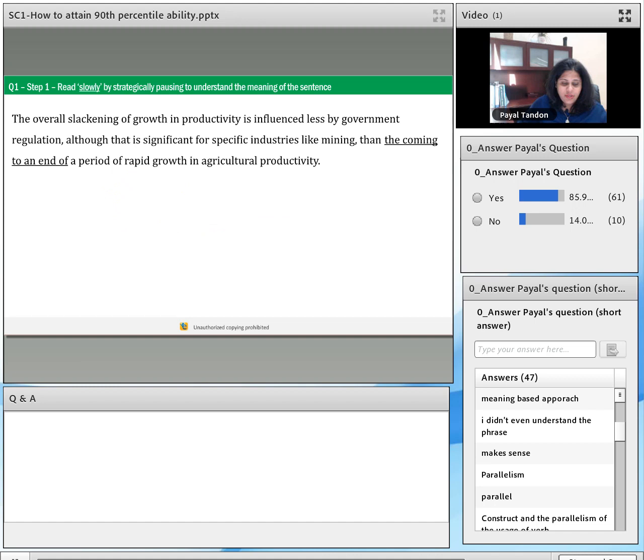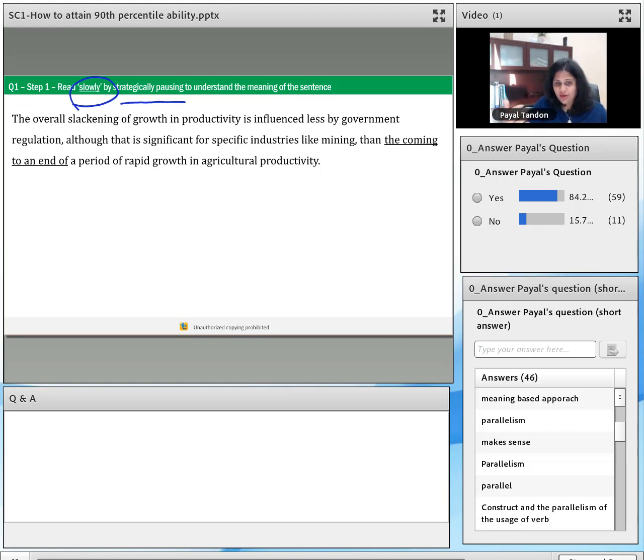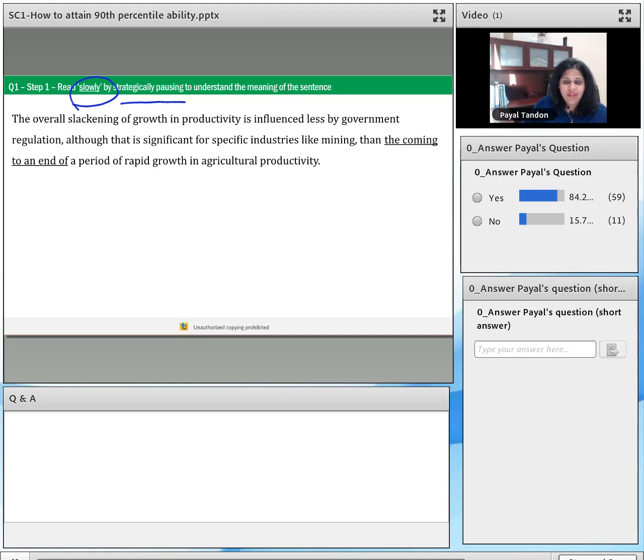Okay. So the step one of this method requires you to read the sentence slowly. No fast reading, no skimming through the sentence, no just removing items from the sentence to understand the meaning. No, you have to read the sentence slowly by strategically pausing, by pausing at right points. I'm not saying that you pause after every word, but you pause after every logical set of words. And we train you on where to pause and where not to pause. And then the goal of that is to understand the meaning of the sentence completely. Not 90% comprehension, 100% comprehension.